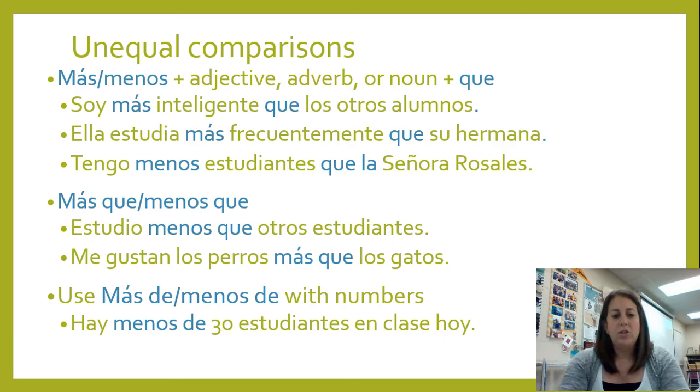And then, just a little minor difference, we're going to use más de or menos de with numbers instead of the word que. So, hay menos de 30 estudiantes en clase hoy. There are less than 30 students in class today. So if you said, hay menos que 30 estudiantes en clase hoy, would someone know what it is that you're saying? Probably, but it just isn't grammatically correct. So we're going to use the de when we're talking about specific numbers.